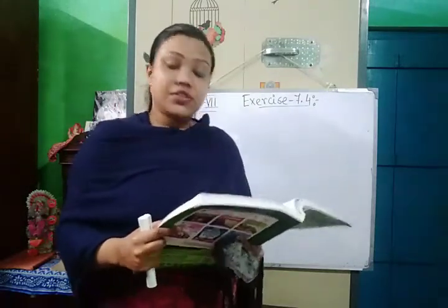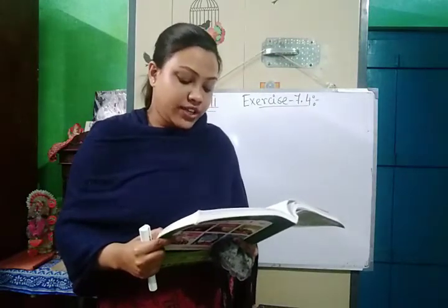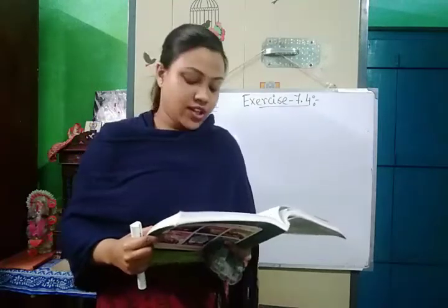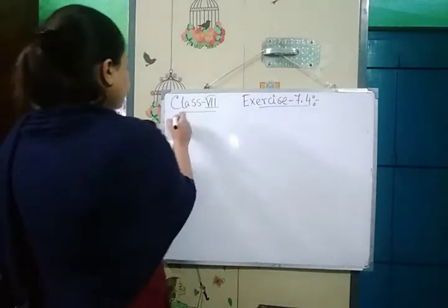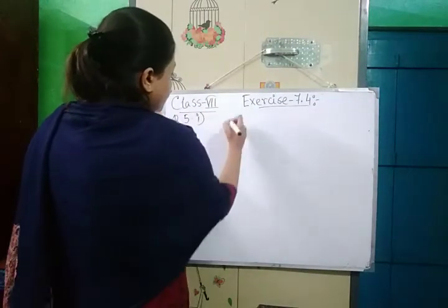In question number 5 we have to find the rate of interest when the principal and the amount are given, and also the time is given. So how can we find out the rate of interest?